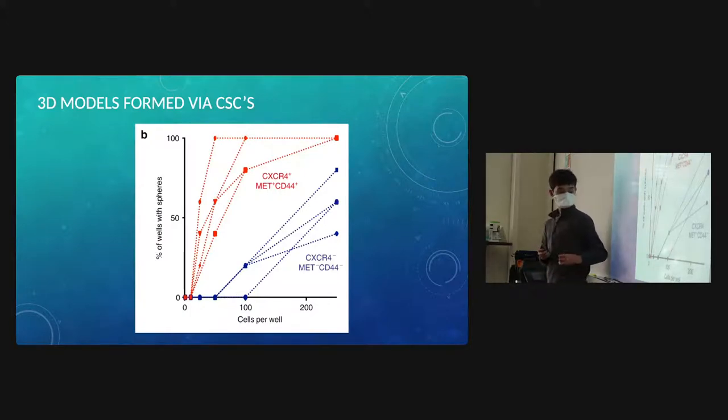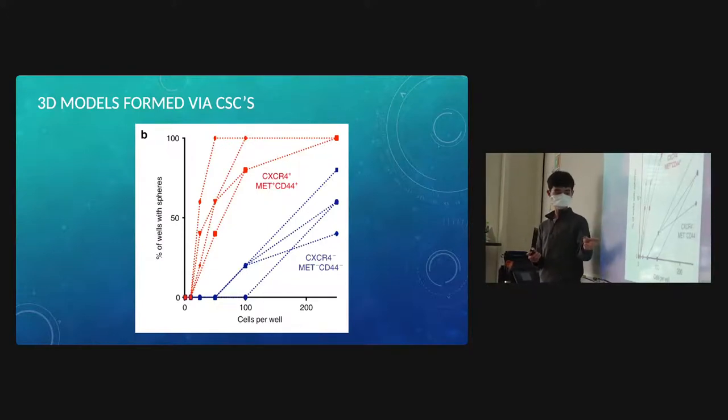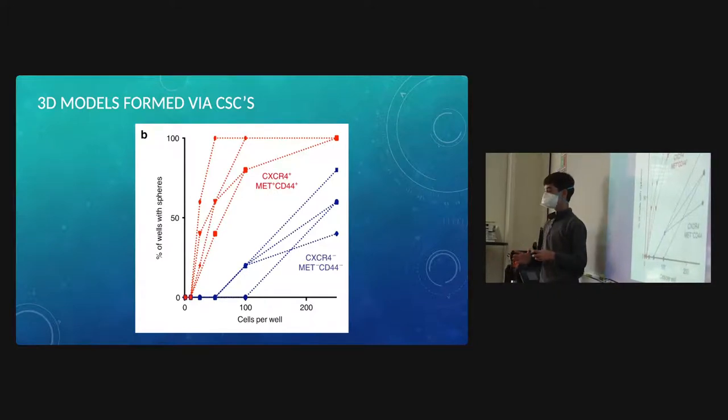The x-axis of this graph is cells per well. This simply shows how many cancer cells are in each little well of cells. And a well is just a miniature petri dish, essentially, of cells. And the y-axis is really interesting, percentage of wells with spheres. OK, so what are spheres and why does this matter? A sphere indicates that these cancer cells have formed a complex three-dimensional shape. They're no longer just a flat blanket along a cell well or a petri dish, they formed a three-dimensional sphere.